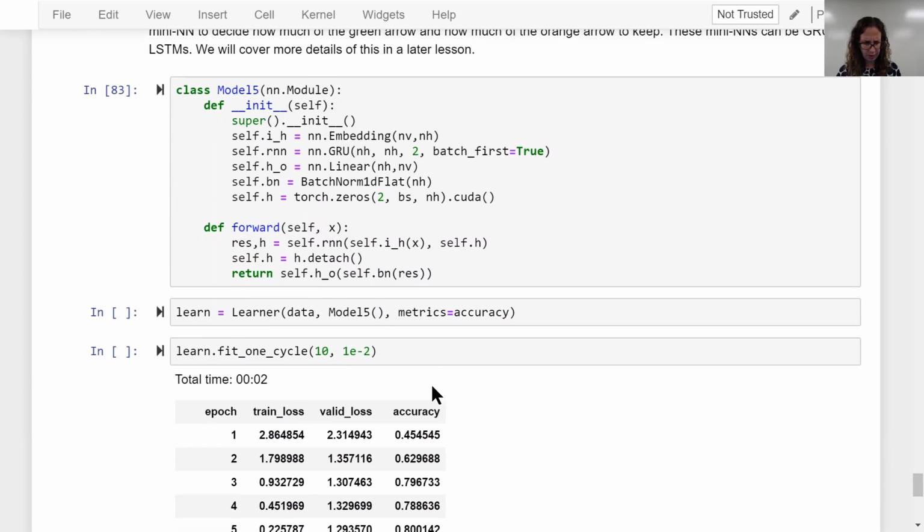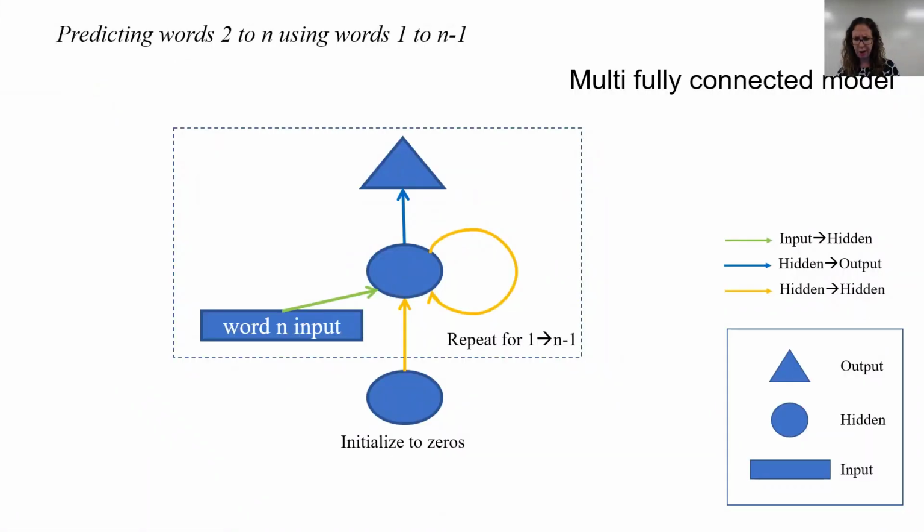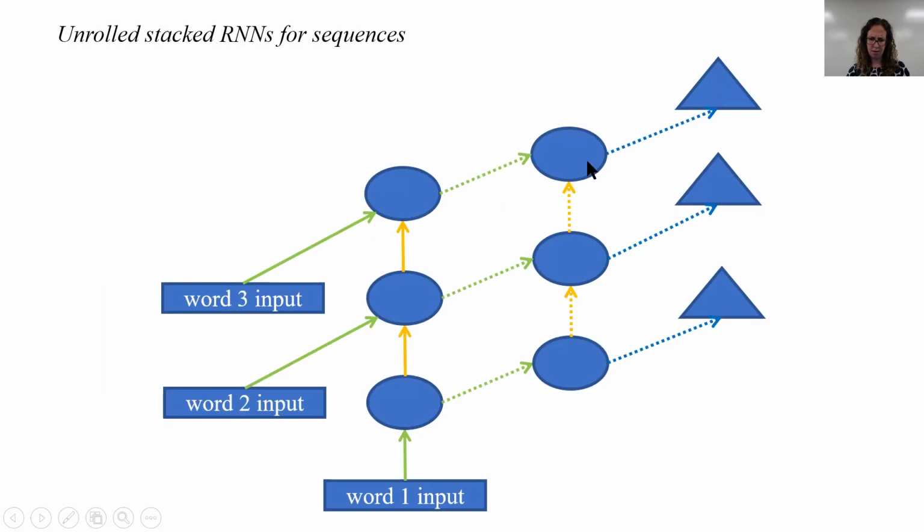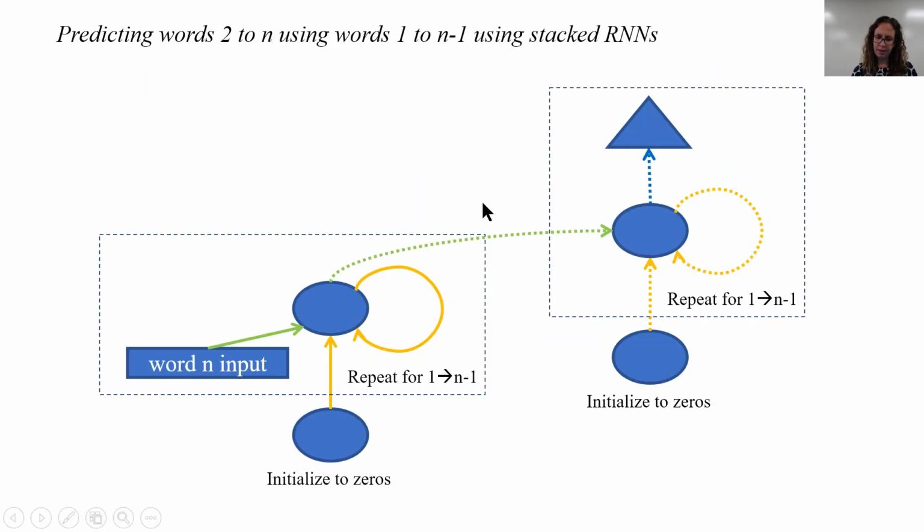And so looking at the picture, what this is doing is adding this other stacked RNN to decide how much of the green and how much of the orange to keep.